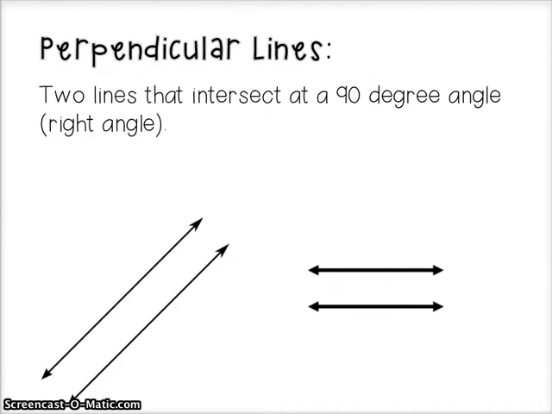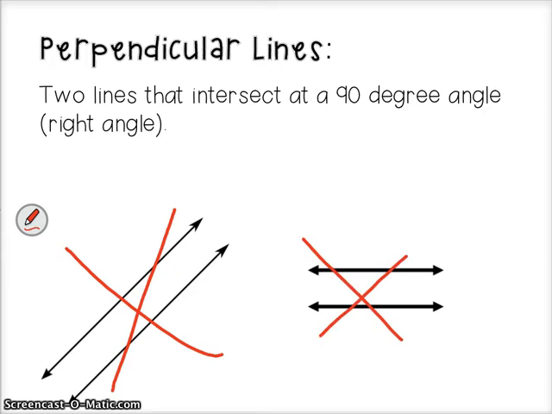Okay, perpendicular lines. Two lines that intersect at a 90-degree or right angle. These lines on the screen could never be perpendicular lines, remember, because they are parallel. Lines cannot be both perpendicular and parallel. Instead, perpendicular lines are going to look like this. Remember, a line continues forever, and a perpendicular line means that they will have a right angle. We draw a little square like that.